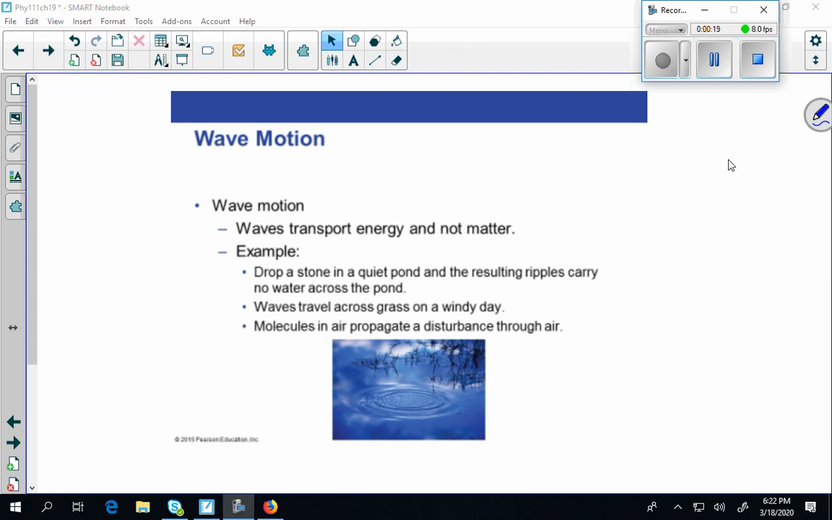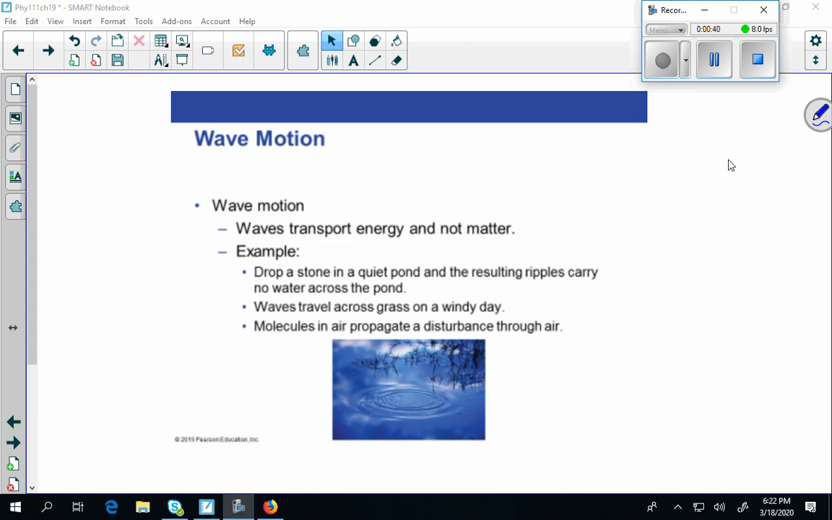So let's picture a nice quiet pond and you drop a stone in that pond. What happens is the ripples that you're maybe picturing in your mind right now spread out, but they're not actually carrying water across the pond. And you may wish to argue with me.